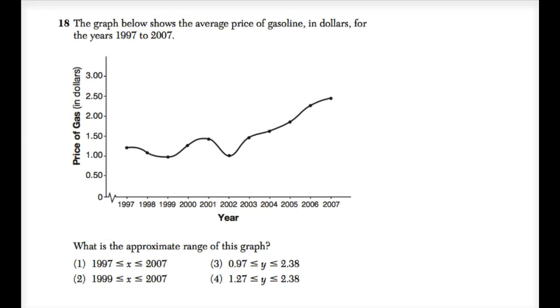Alrighty, number 18. The graph below shows the average price of gasoline in dollars for the year 1997 to 2007. The question says, what is the approximate range on the graph? So range, you have to think about, is that my x value or my y value? You should be able to tell me it's your y. So automatically 1 and 2 are out. My domain on the other side, that's my x value.